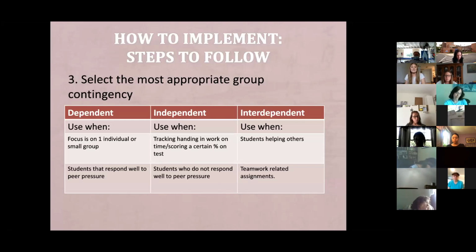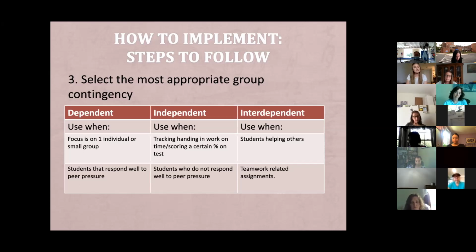And once he reaches that criteria of calling out, let's say only 2 times during a lesson, the class earns the reward of free iPad time, and now everybody loves that student and he's getting all of that peer attention for earning iPad time for the rest of his class. So again, for students who respond really well to peer attention, dependent is a great model to use.